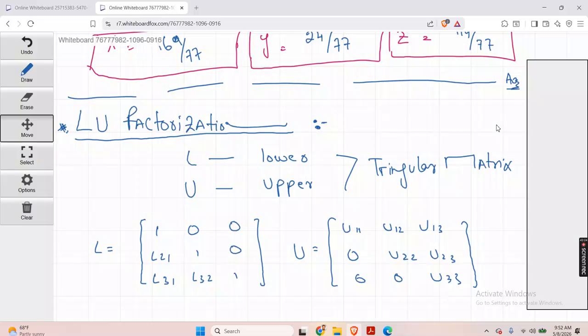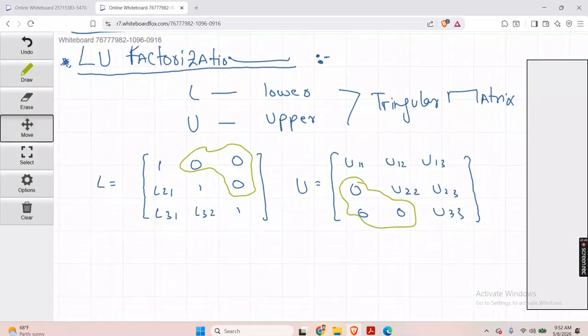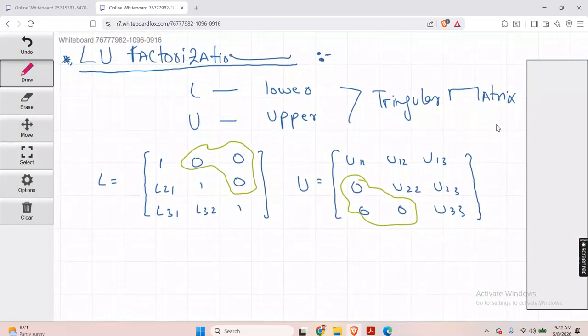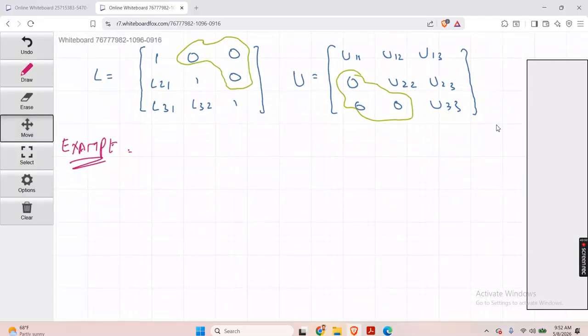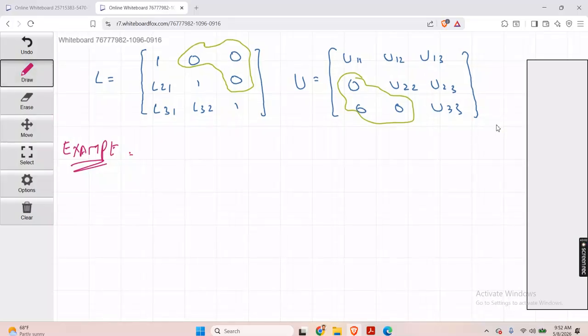Alright, after Cramer's rule, next we have LU factorization, which is lower and upper triangular matrix. By this method we will solve one example. Same, we will find all x, y, z values.